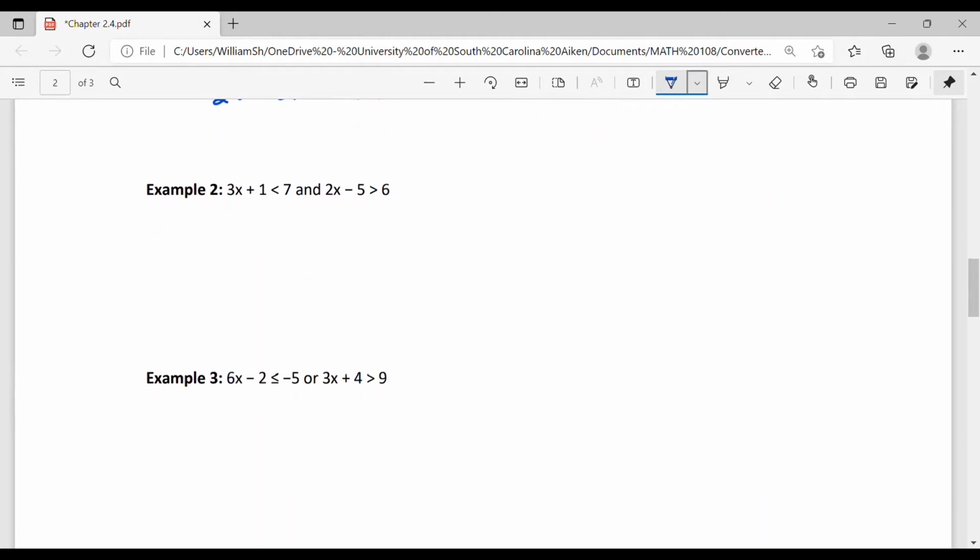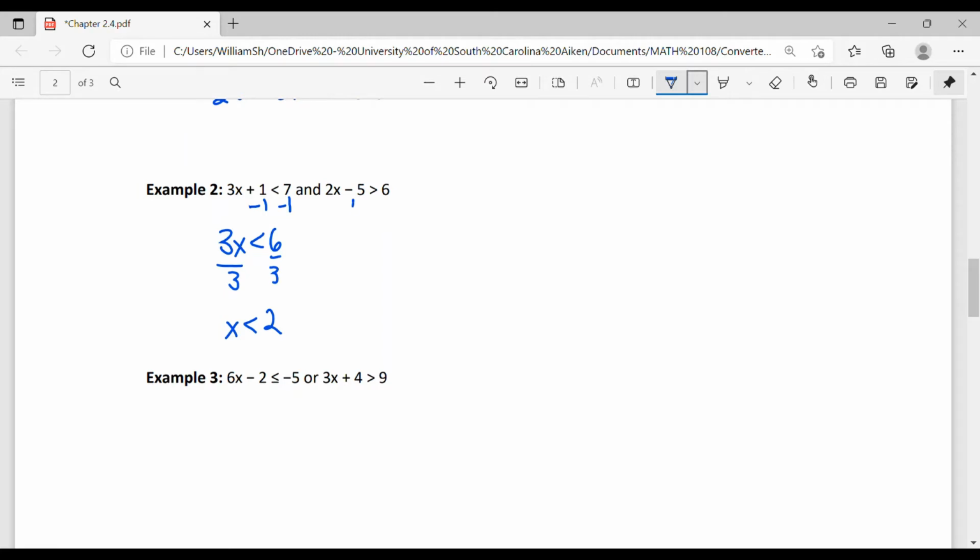Example 2 says 3x plus 1 is less than 7 and 2x minus 5 is greater than 6. Let's solve these both individually and figure out exactly what this and statement means here. So I'm going to start with this one. I'm going to start by subtracting 1. That's going to leave me with 3x is less than 6. I'm going to divide by 3. And that gives me that x is less than 2.